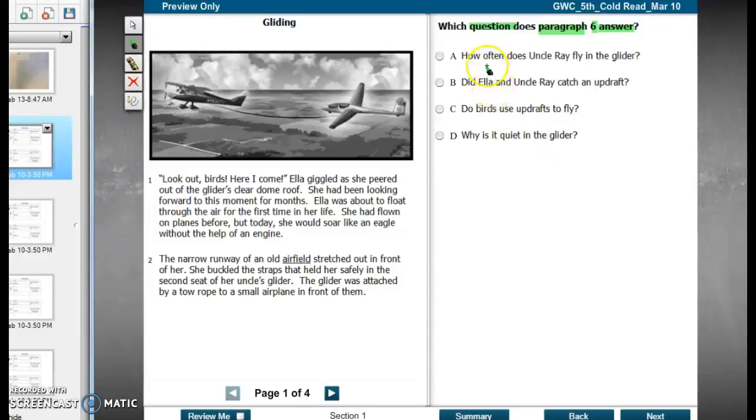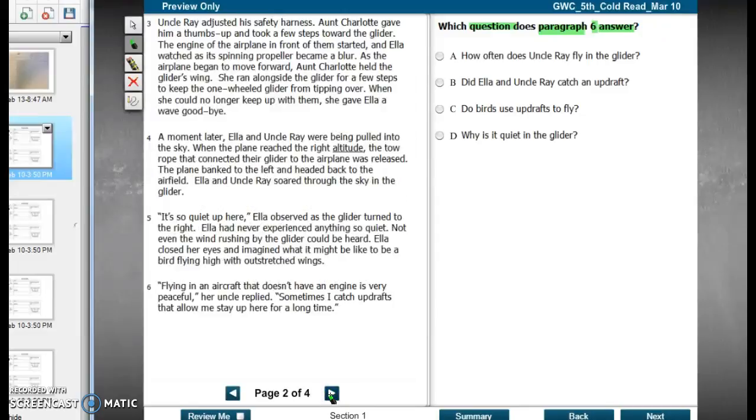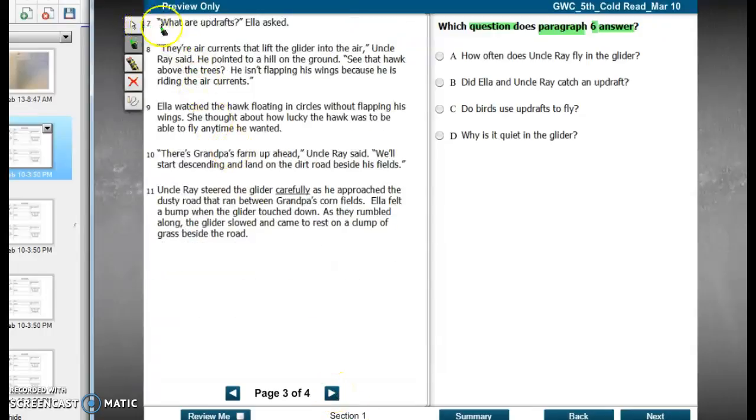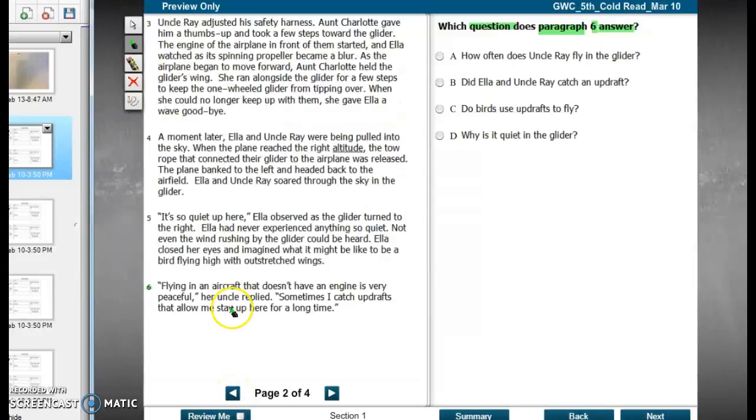Okay? So if you choose A, better be able to tell me by highlighting how often Uncle Ray flies in the glider. Well, he flies every day, he flies every hour. Okay? So first we need to go to paragraph 6. That is the only place we can look for this answer. So we scroll until we find it. Here's paragraph 6. I am going to look on the next page just to make sure that it doesn't continue, because that would be a mean way for them to trick you. It is only on this page. So this is where we have to highlight an answer to one of our questions.